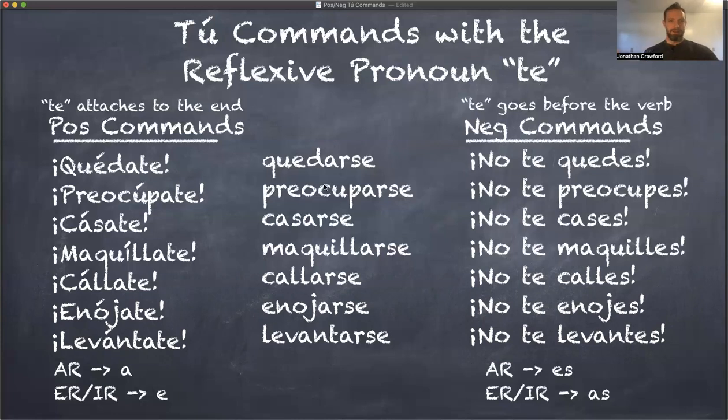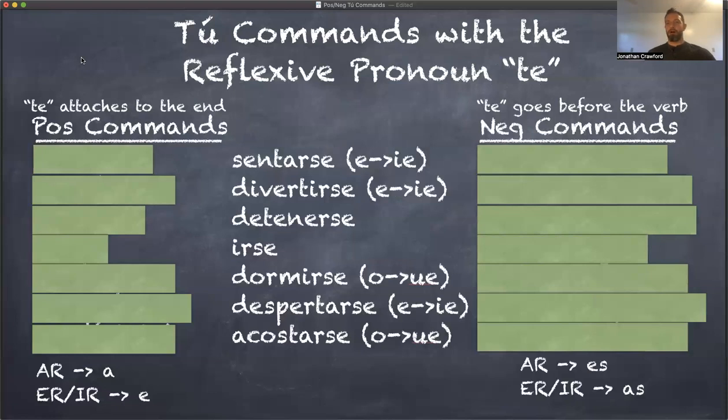Okay. Now, tú commands are super important. You got to know how to use them. So let's continue to more difficult tú commands with the reflexive pronoun te, because they're not all going to be regular AR verbs. Every now and then you have reflexive pronouns that are irregular, and they might be boot verbs. I've made videos on irregular verbs and boot verbs, but let's just continue watching this one for now, okay?